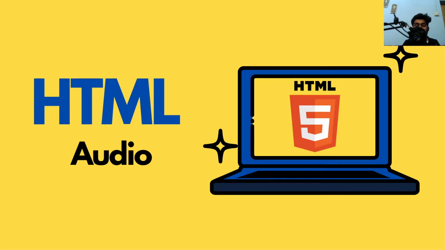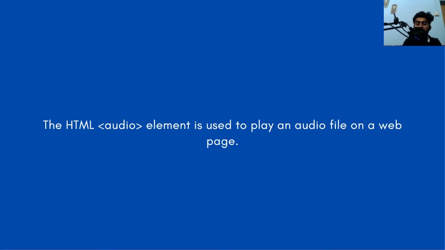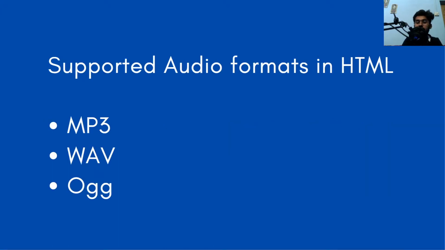This is Fadali and this video is about the audio in HTML. If you want to use the audio in your HTML document, all you need is the audio element, and with the help of the audio element you can use an audio file on the web page. There are three supported formats of the audio in HTML: MP3, WAV, and OGG. And OGG is not supported in the Safari browser, so you have to remember that point.